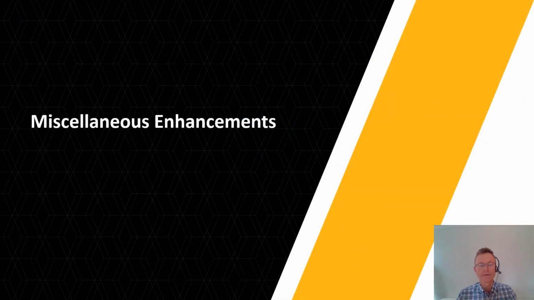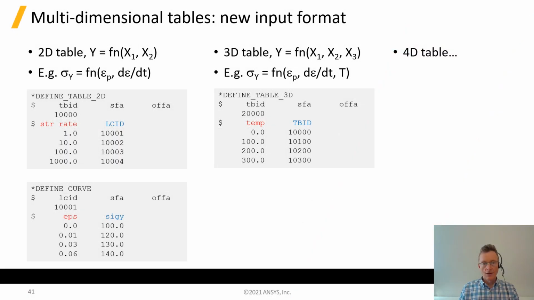Next we have a few miscellaneous enhancements. Before explaining the next new feature, I first need to show what the new feature is replacing. You may be familiar with MAT24 strain rate sensitivity defined by a table. So the define table keyword gives a list of the curves of stress versus strain, together with the strain rate at which each one applies. And that's a two-dimensional table.